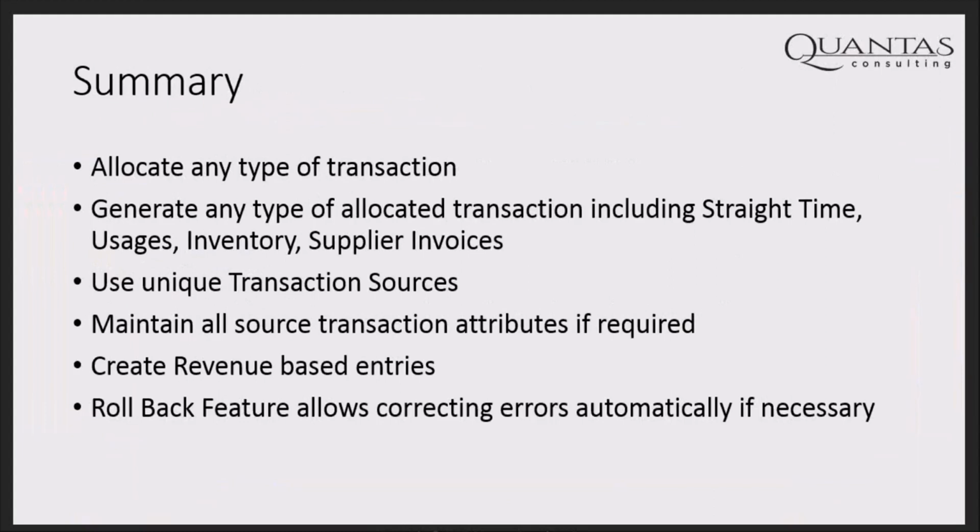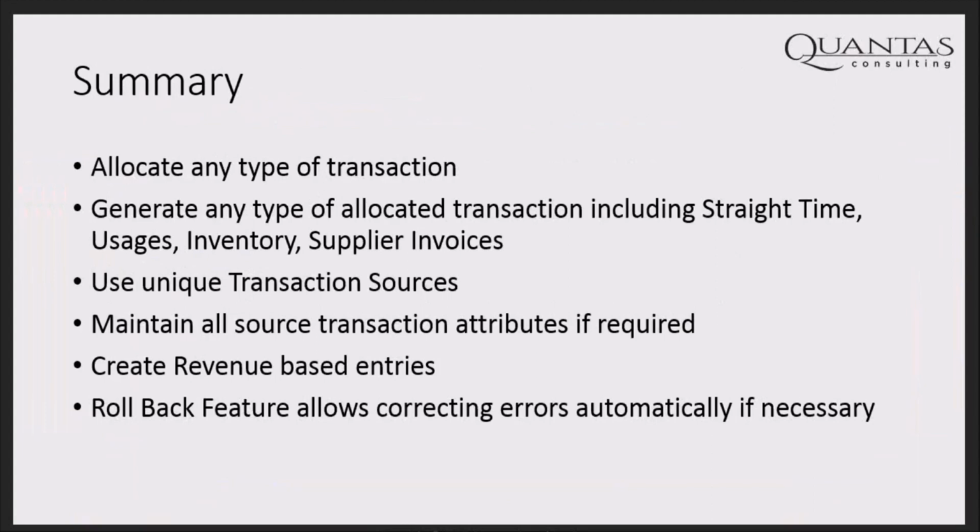So to summarize our webinar, the presentation that we just went through, we can allocate really any type of transaction. We can generate any type of transaction, including straight times, inventory, supplier invoices. We can use unique transaction sources. We can maintain any of the source transaction attributes. We can create revenue-based allocations, and the rollback feature allows for correcting of any major errors.